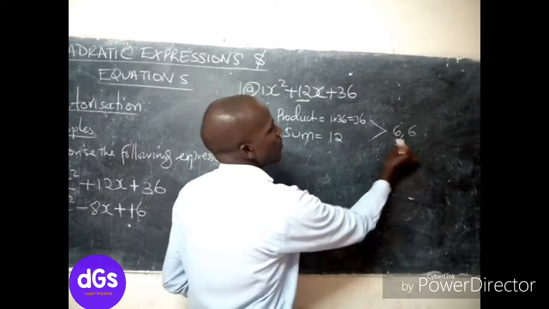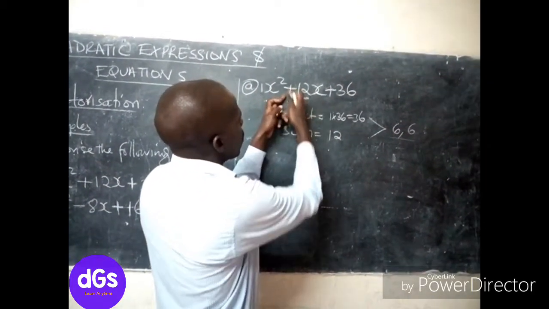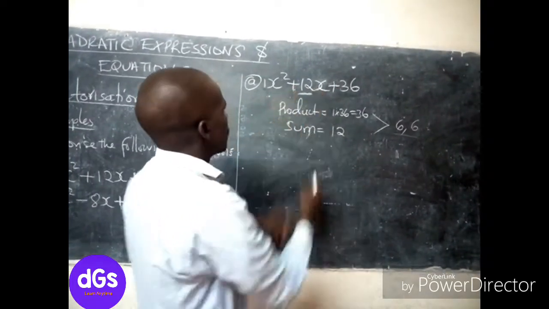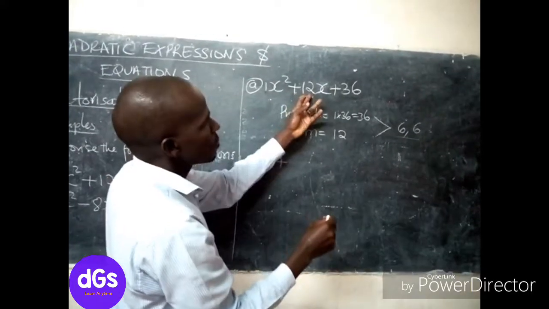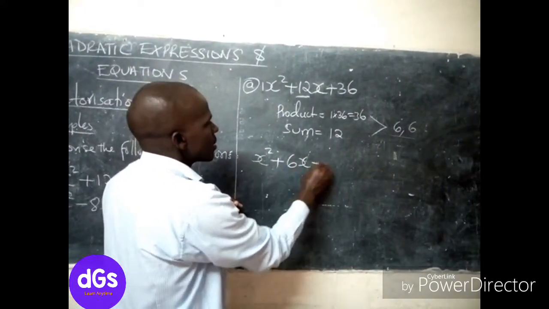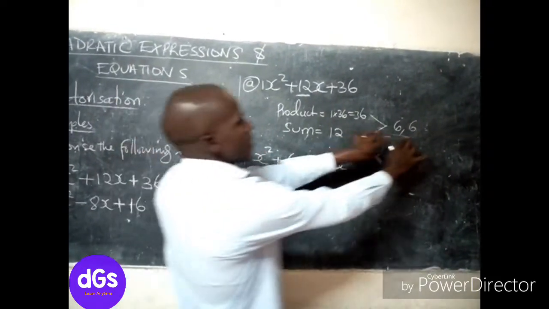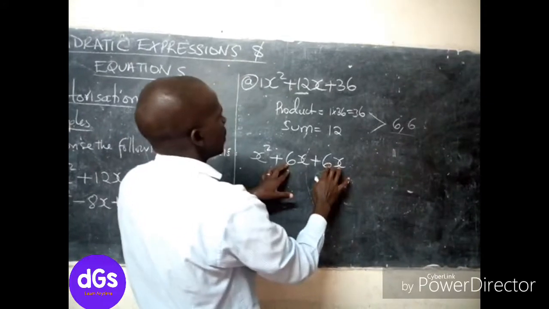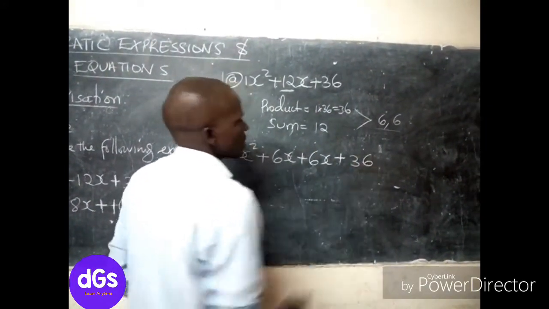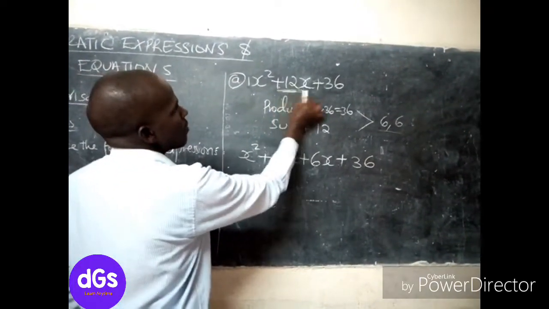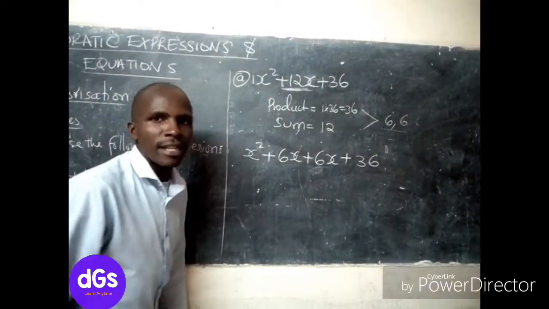Now, once you get these two numbers, we will take them and replace the coefficient of x. We will replace 12 here. So what do we have here? We shall have x squared plus 6x plus 6x. Where have I gotten this? I've just picked these two values, placed them here, replaced the 12, then finally I add 36. So what has happened? I do not have a positive 12x, I have a positive 6x and a positive 6x.